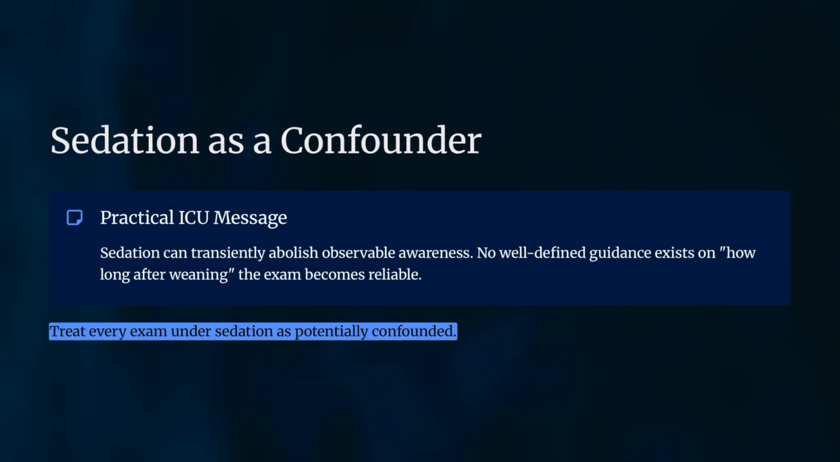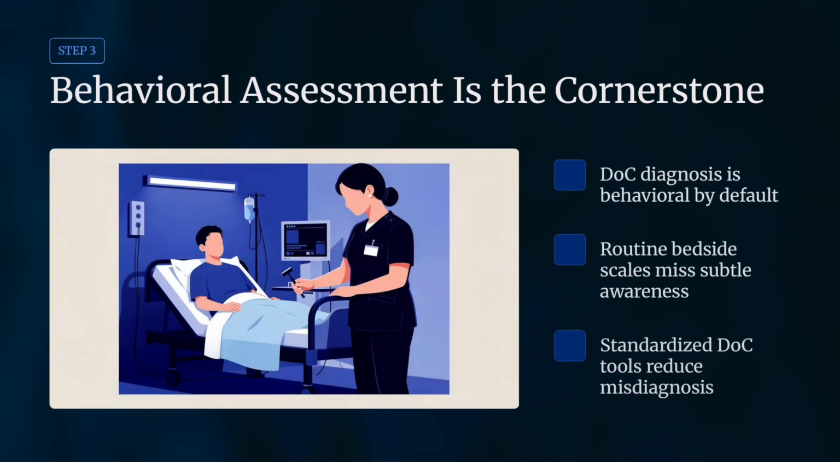Sedation, of course, you can find out through the drugs that have been given. It is transient and should wear off, provided organ failure is not there. If organ failure like renal dysfunction is there, you can allow a little more time. There is no well-defined guidance as to how long we can wait. This is something you have to see based on the pharmacokinetics of the drug that you have used and the organ failure the patient is having. Now treat every exam under sedation as having a profound confounder.